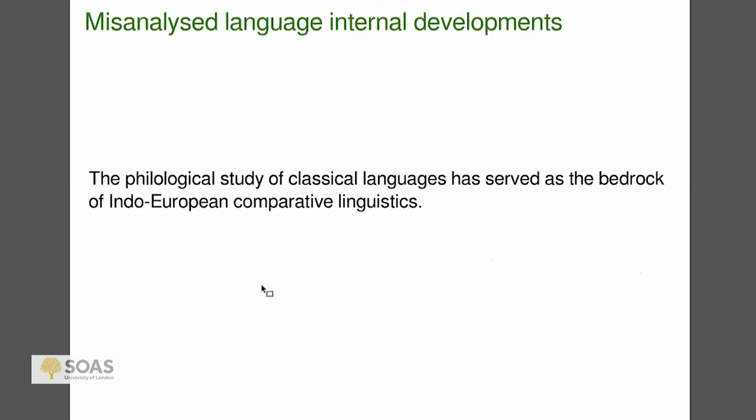And moving on to our next type of cause of seeming word families: misanalyzed language-internal developments. This is basically a point about philology, where studying texts in the original, especially early texts, has been a staple of Indo-European, whereas it seems not to be very popular in Sino-Tibetan. Let's look at the root. Matisoff reconstructs a root for Sino-Tibetan *bre, which means to draw or to write.